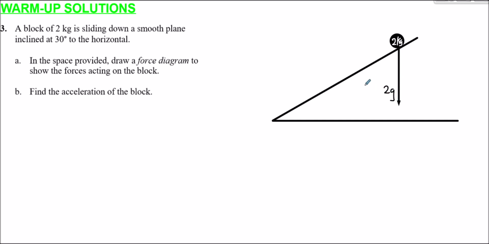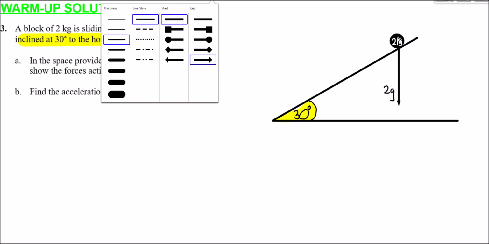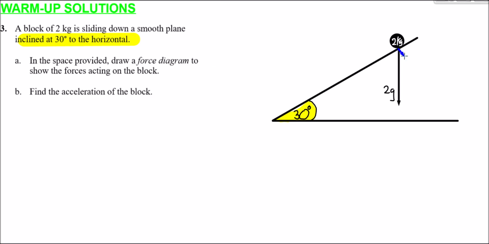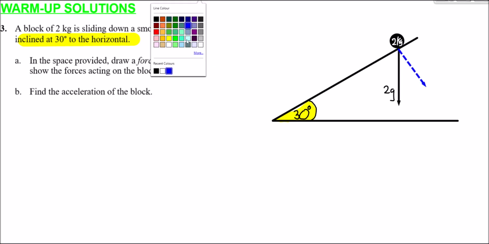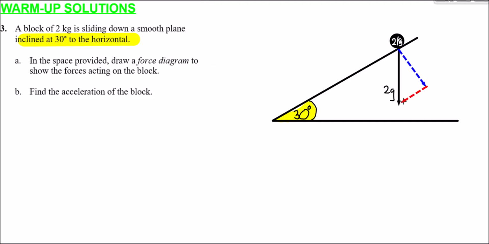That'll be 2g. And as well, we're told that it's inclined at 30 degrees to the horizontal. So we can say that's 30 degrees, and that's based off what we're told in this question. Now we can use what we talked about in the previous lesson video, how we can resolve the weight going perpendicular and parallel to this slope. So if we do this, going perpendicular to the slope is a force like this, and then going parallel to the slope is a force like this, a component, I should say.